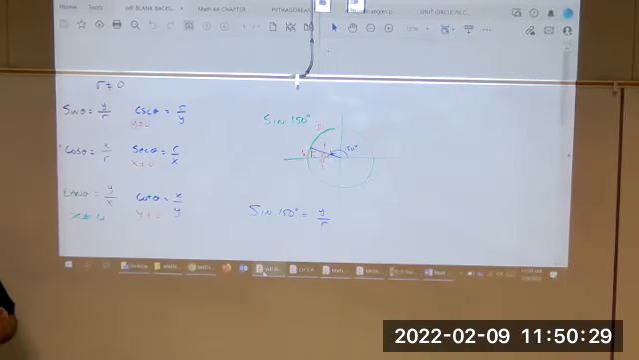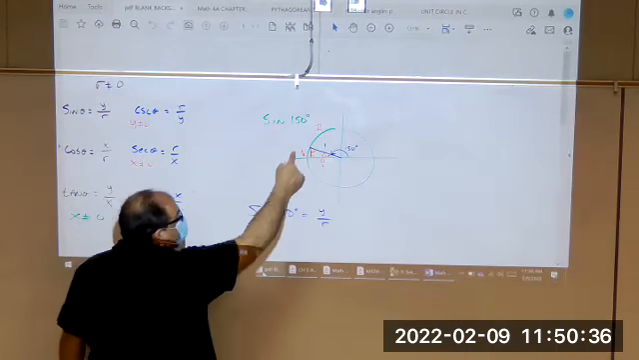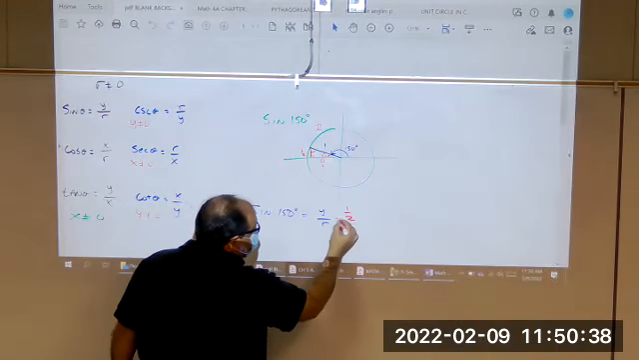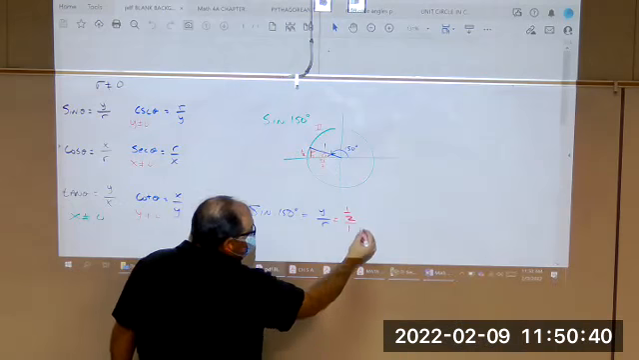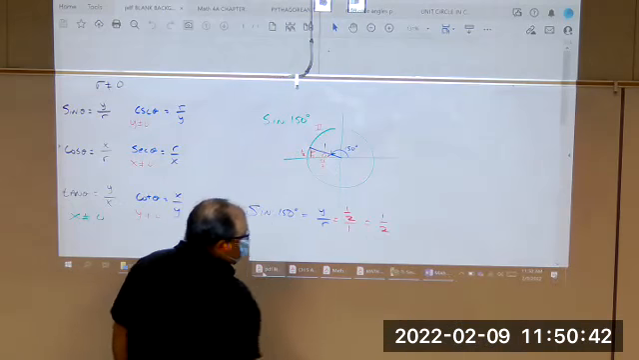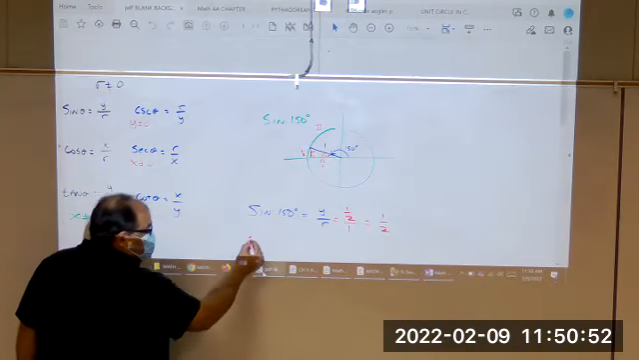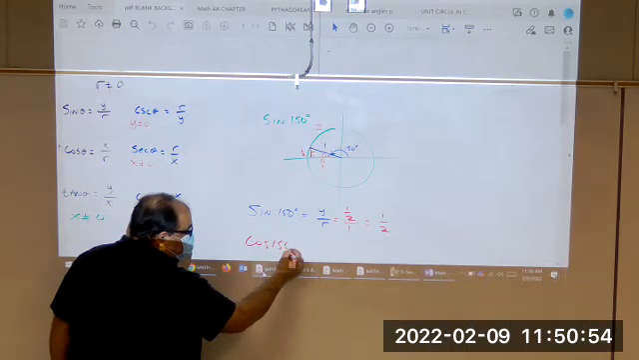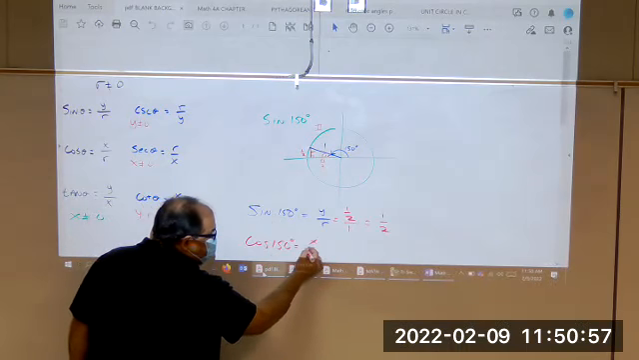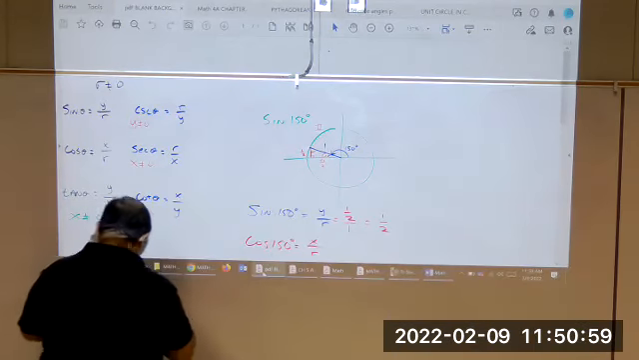But here's the deal. All you care about is the sine. The y value is 1/2. The radius is a 1. 1/2 divided by 1 is just 1/2. For 150 degrees, the sine is 1/2. The cosine of 150 degrees is the x value divided by the radius.